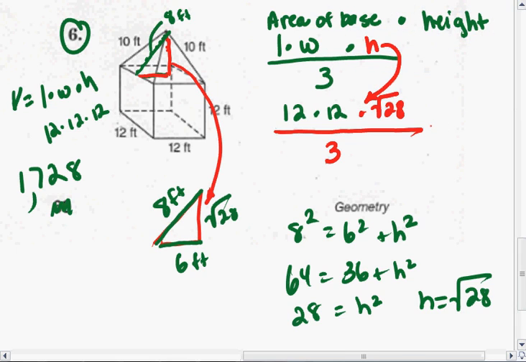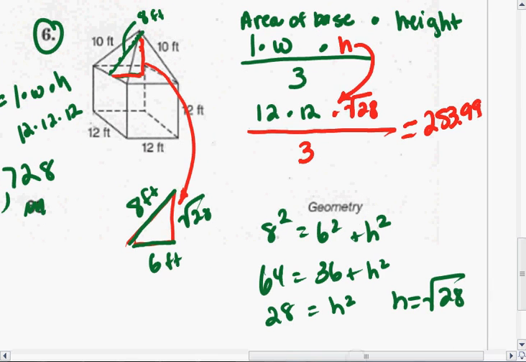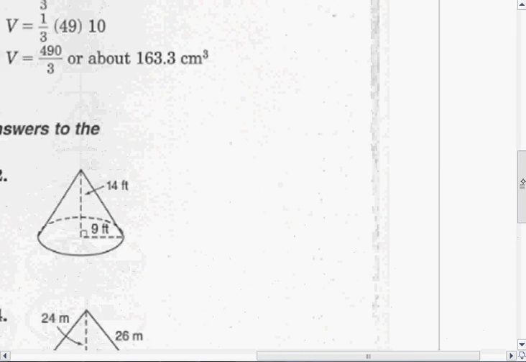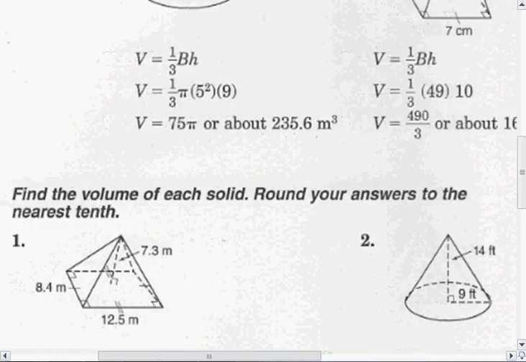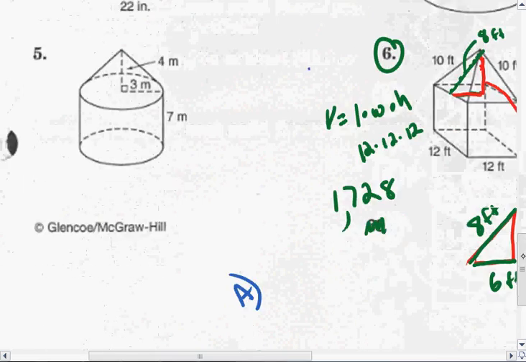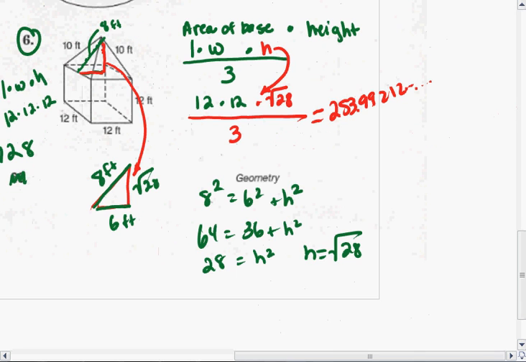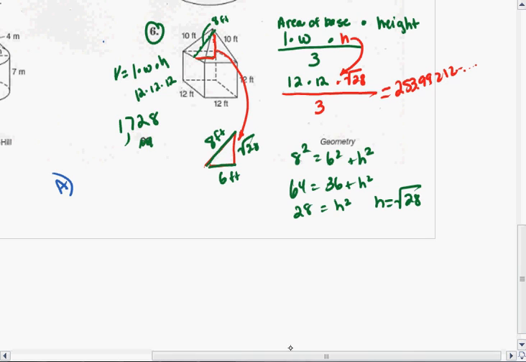So this here is 253.99212 something. Let's check in to see where we're supposed to be rounding to here. We're rounding our answers to the nearest tenth. So recording that many decimal places will definitely get us accuracy to the nearest tenth. What I'm going to be doing with that value, however, let me zoom out so we can see our whole problem a little bit better. What I'm going to be doing with this value is adding it to the box.